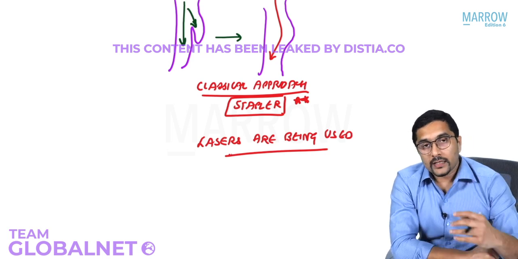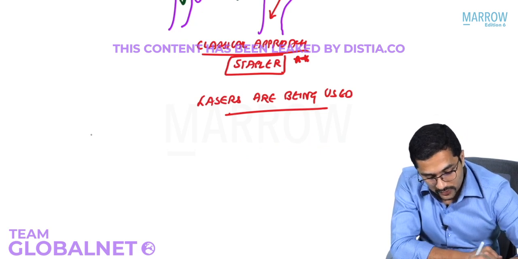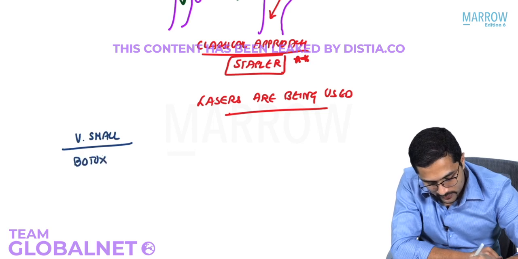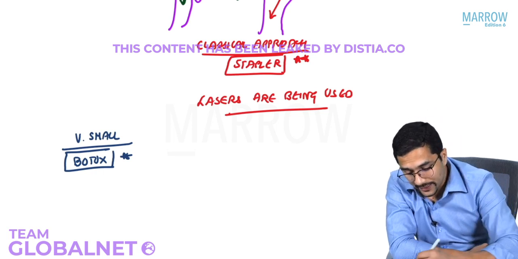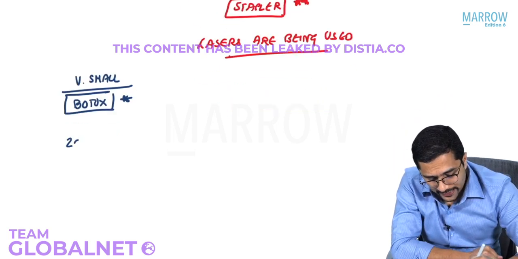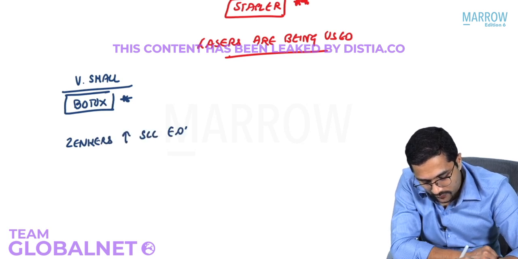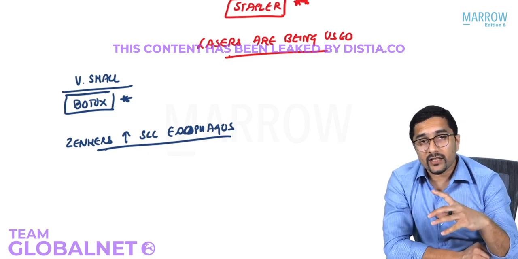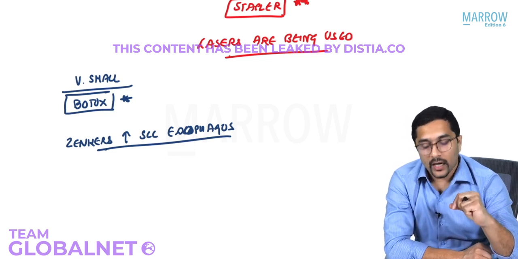Okay, so these were the surgical procedures which can be done for Zenker's diverticulum. You should also know that if it's a very small Zenker's diverticulum, botulinum toxin, Botox, can be used, but it has a high recurrence rate. And Zenker's can increase the risk of squamous cell carcinoma of the esophagus. So this was regarding Zenker's diverticulum, which is a very important short note for your college exams, and lots of MCQs are also asked from it.